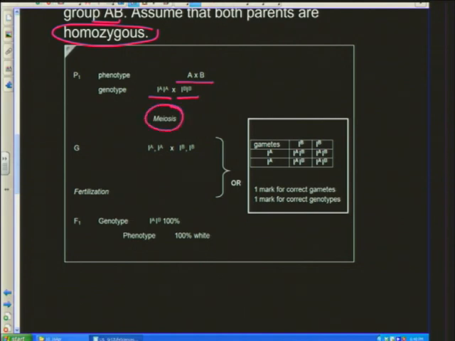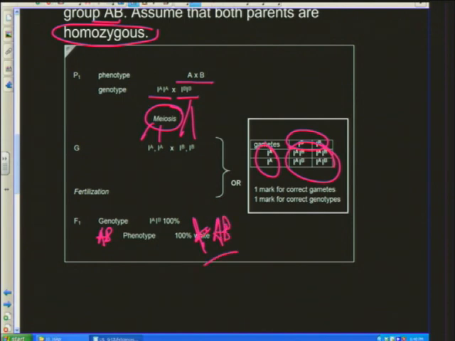Meiosis takes place, and there we have our gametes. We separate them, IA, IA, IB, IB. And when we put them together, whatever is on the left stays on the left, whatever is on the right is on the right. And when we combine them, we can only get AB. And our genotype, IA IB, 100% phenotype, AB. It should be AB. All right?